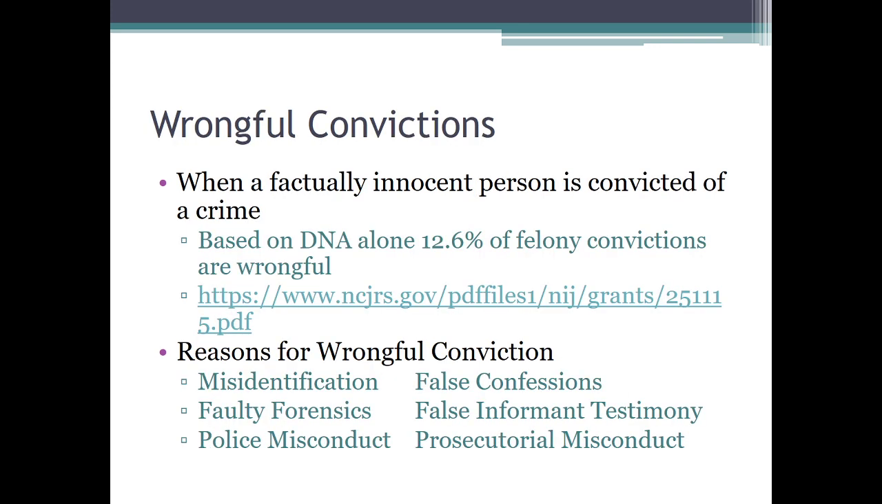So sometimes we have wrongful convictions. A question I get quite a bit: what happens when someone that we know later is factually innocent is convicted of a crime? Now, where there were DNAs, based upon DNA alone, 12.6% of felony convictions are wrongful. Now, that's a pretty high statistic. Let's just say it's 10%. It means that we're getting this wrong 1 time out of 10.